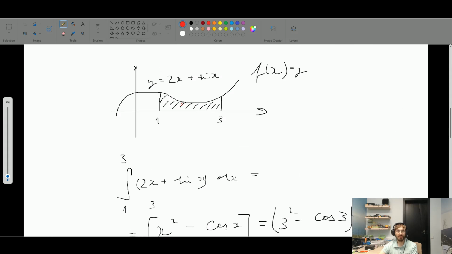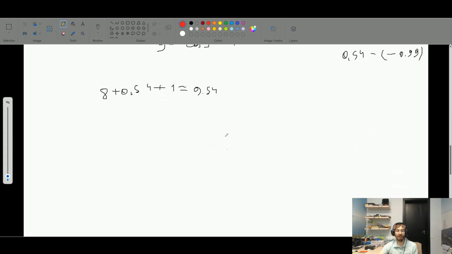So we can write it 9.54. Sometimes, however, the area can be below the x-axis because the function is below the x-axis. And in this case, our result will be negative. Let's have a look at it.